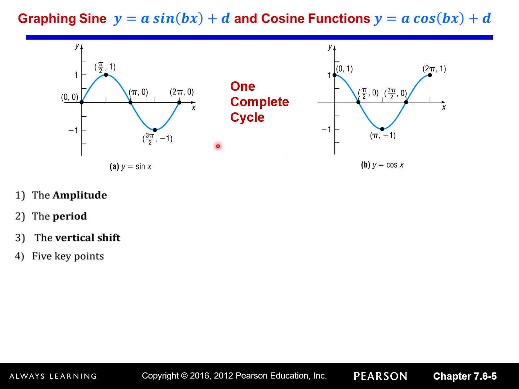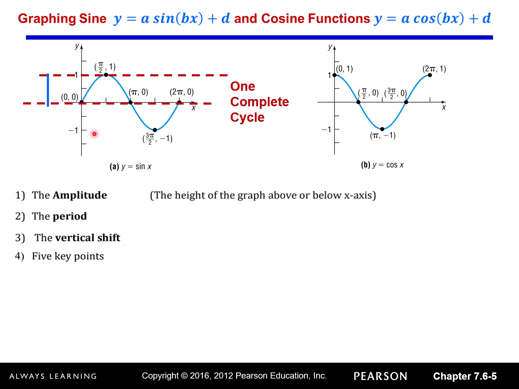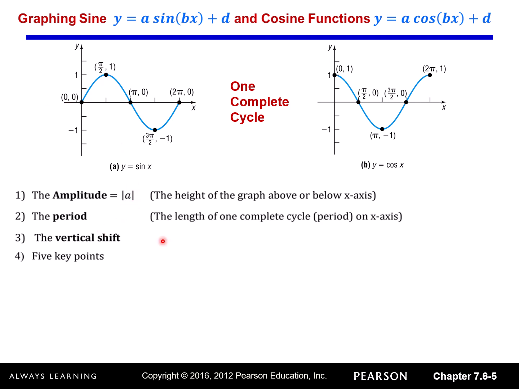Now the amplitude is the height of the graph above or below the x-axis. So amplitude is determined by getting the absolute value of a. While the period is the length of one complete cycle on the x-axis. So the period for the sine function is 2 pi, and the period also for the cosine function is 2 pi.